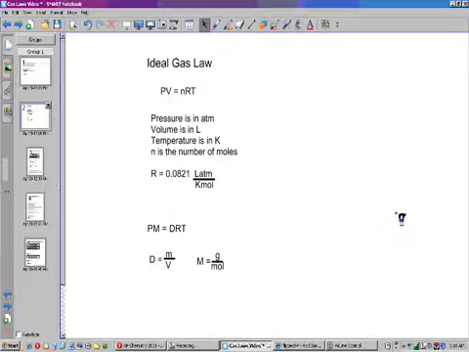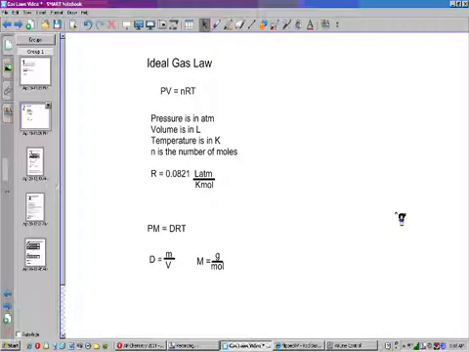Next is the ideal gas law, PV equals nRT. Pressure is in atmospheres, volume is in liters, temperature is in kelvins, n is the number of moles, R is a constant, 0.0821 liter atmospheres per kelvin mole.